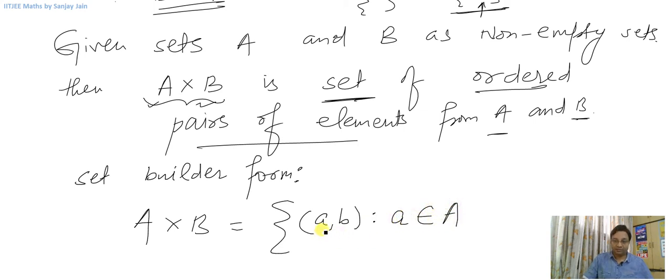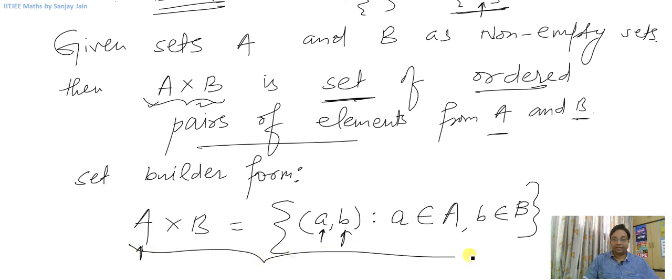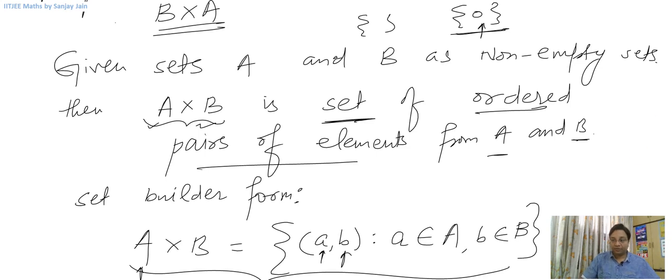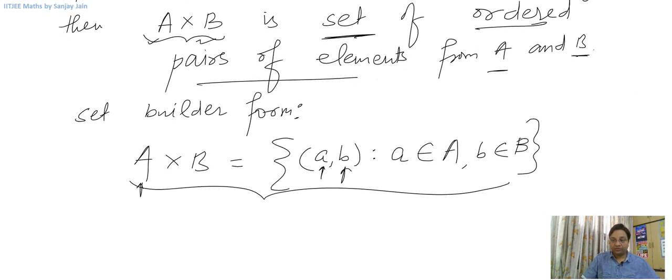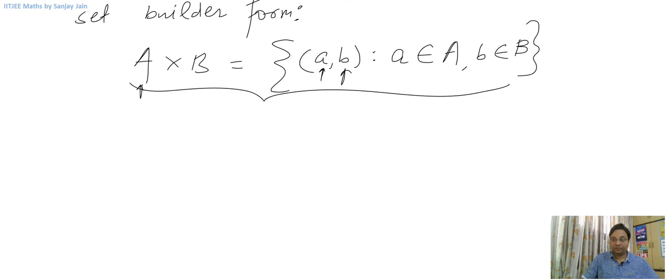Now this is my first entry and it should belong to this set here, the first one, and this B belongs to B. So this is how I write A cross B in set builder form. Alright, I hope you have got the idea of the Cartesian product of sets. Now let us discuss a little more about Cartesian product of sets A and B.